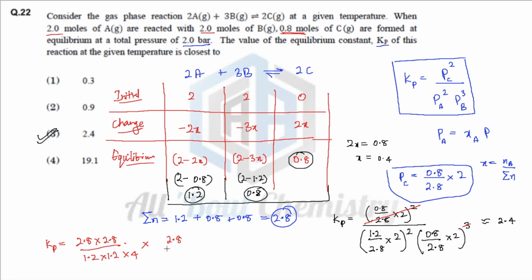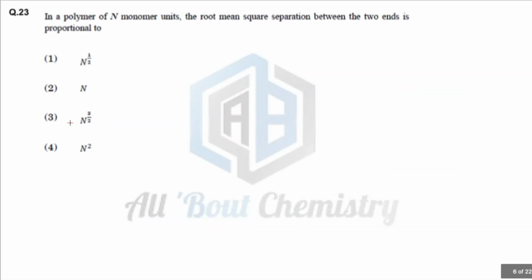So this will be 2.8 divided by 0.8 into 2. That's what you have to solve. Once you are done with it, you are going to get 2.4. Okay, so I guess it is now quite clear how to solve this question. Somebody was asking me in the comment section, I don't remember the name exactly, but this question needed to be explained in detail, right? Okay, let's move on to the next question then.